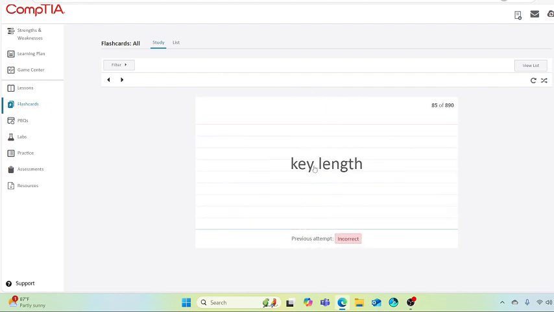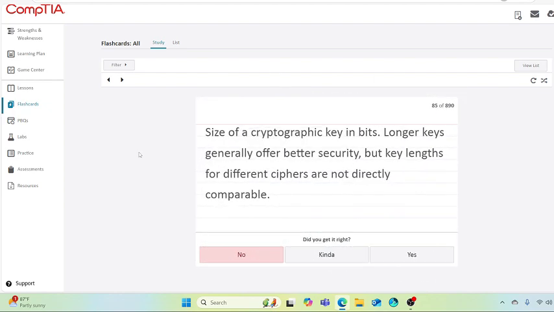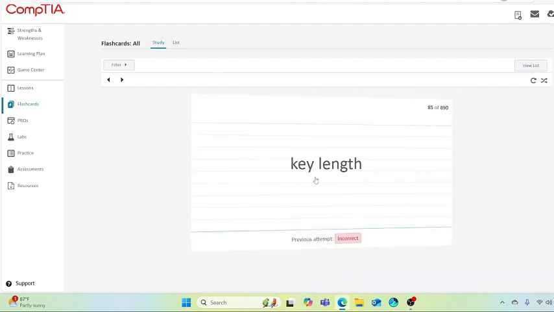Key length. Size of a cryptographic key in bytes. Longer keys generally offer better security, but key lengths for different ciphers are not directly comparable.